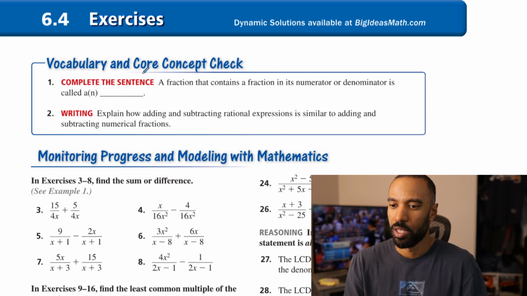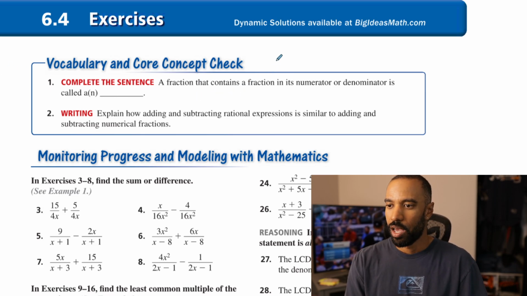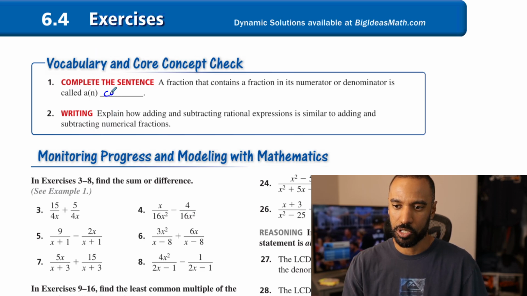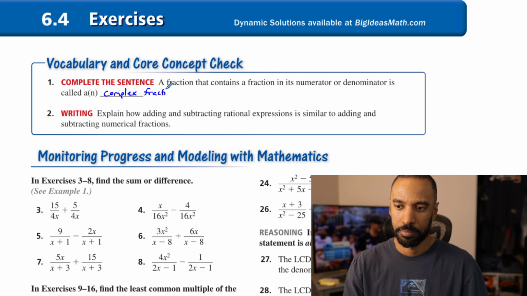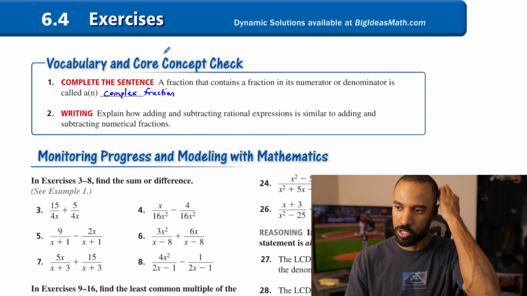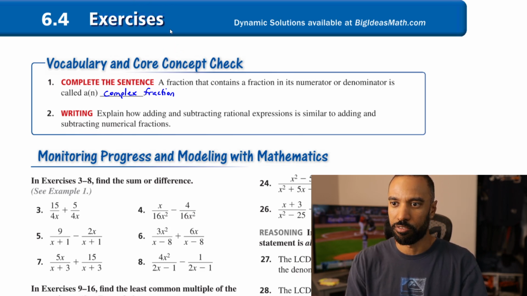We have numbers 1 and 2. Complete the sentence on number 1. A fraction that contains a fraction in its numerator or denominator is called a complex fraction. We just saw that phrase, so we're bringing it back. And number 2 says, explain how adding and subtracting rational expressions is similar to adding and subtracting numerical fractions.